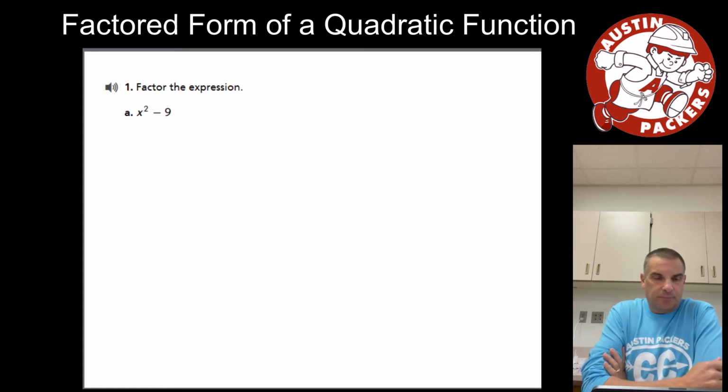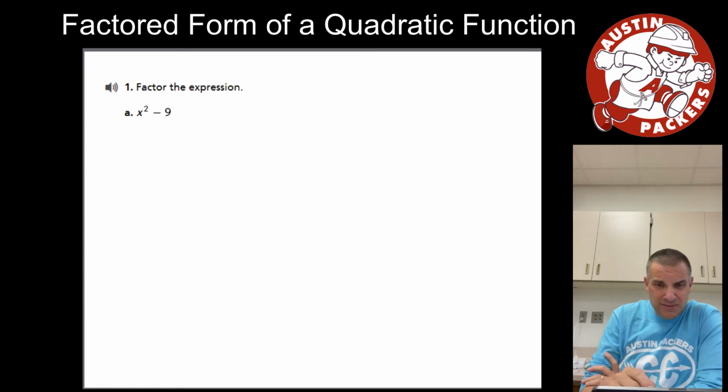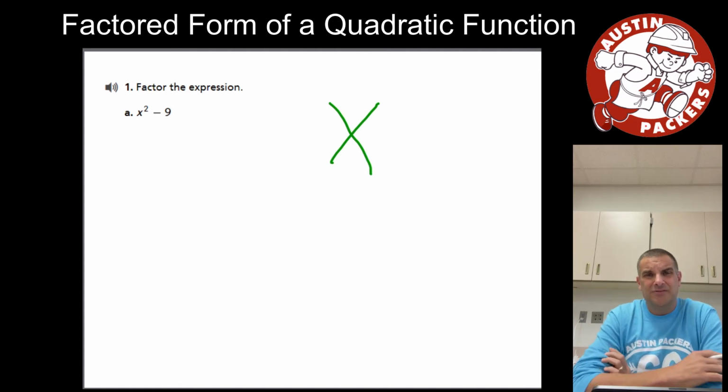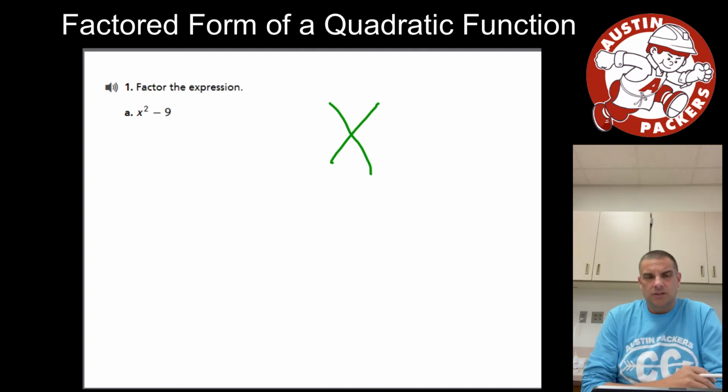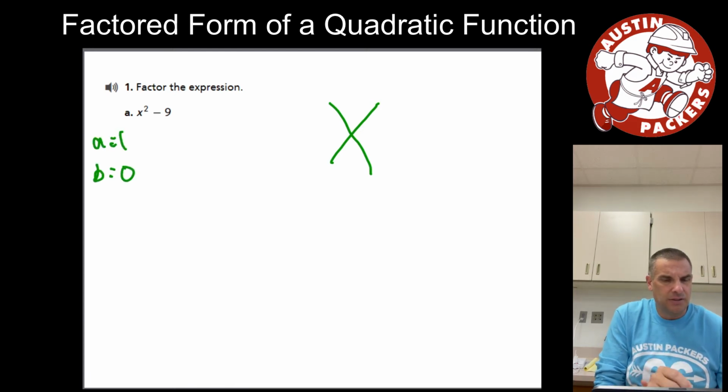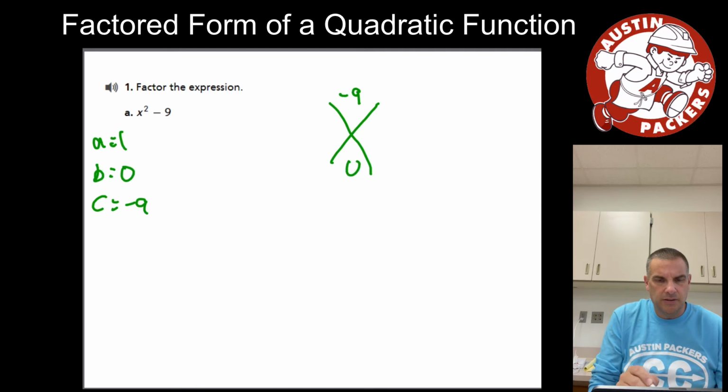The next one, you can use the X method to do this. Okay. If you don't recognize it, some of you might recognize it already, some of you won't. What's my A value? Well, my A value is 1. My B value, I don't have one, it's 0. My C value is negative 9. The top is A times C, so negative 9. My B value is 0.